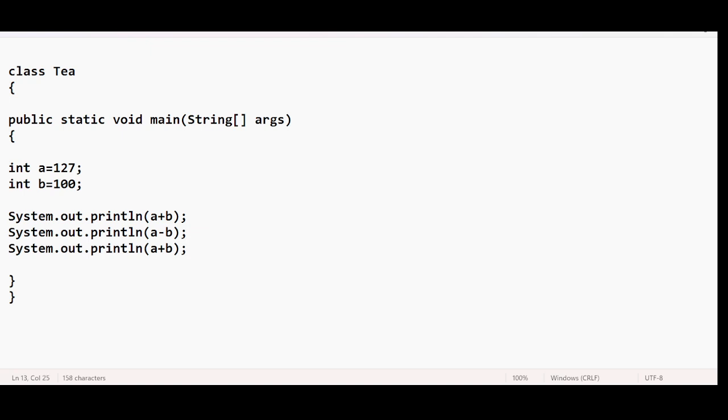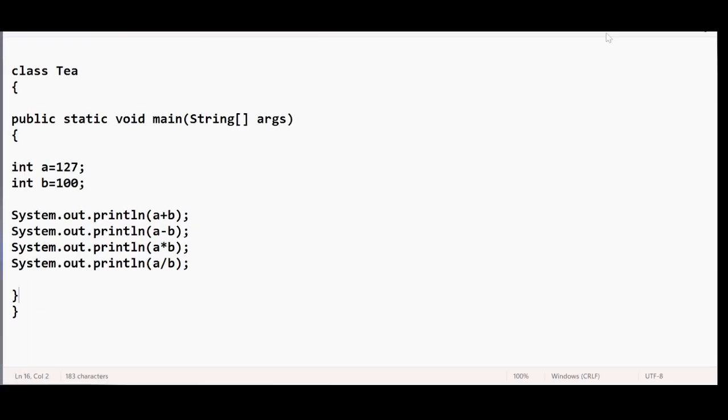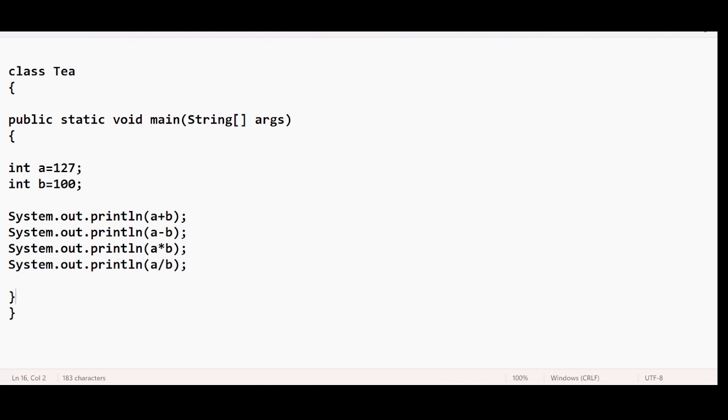You give me 2 numbers, I will perform addition, subtraction, multiplication, and division. The question could be, these values are hard coded, meaning the values are defined in the program itself. But my requirement is to get these as inputs from the end user. The end user should be able to type 2 values, and the output should be the addition, subtraction, multiplication, and division of these 2 numbers. This is the generic example. Tomorrow we will see how this can be developed by using the Scanner class.